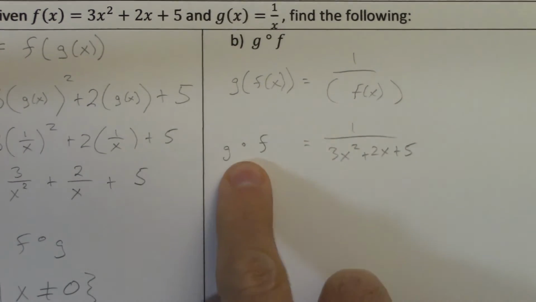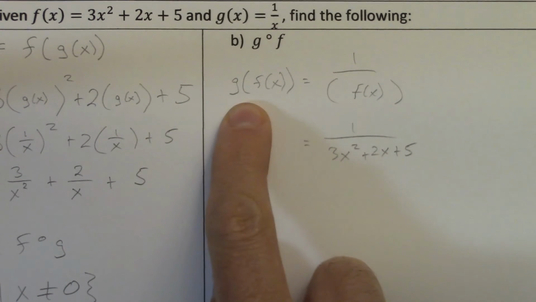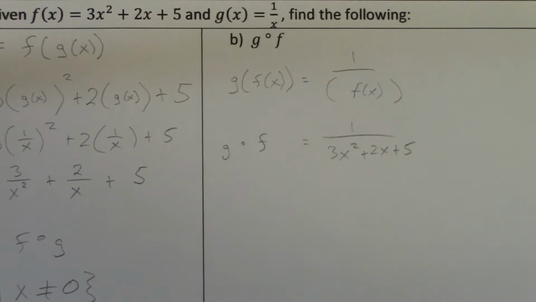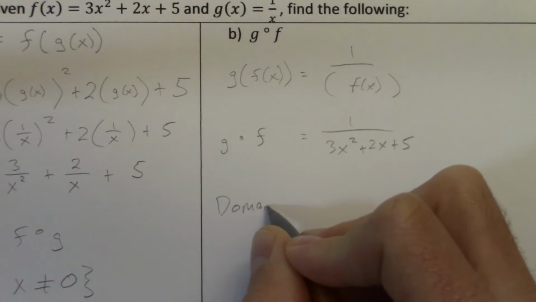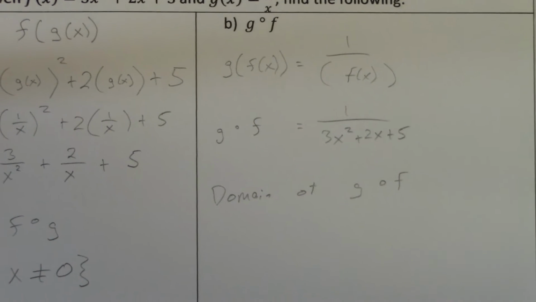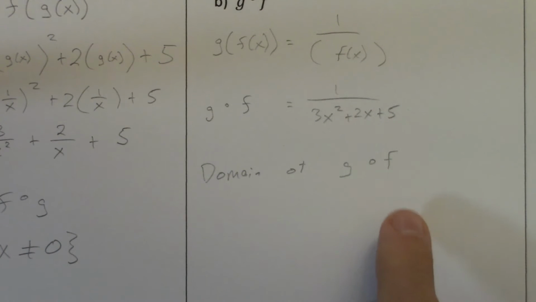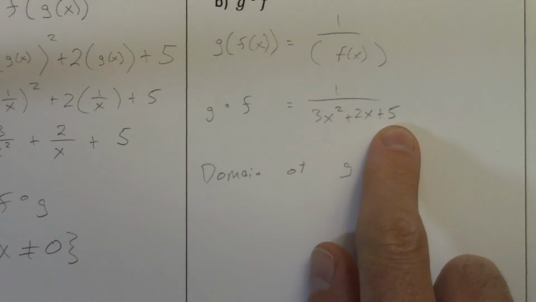Notice I'm switching between the different notation. This means the same thing as this. I find this one easier, but that's just me. If I wanted to find the domain of g of f, g composed with f, I would again see a fraction and say, well, the denominator better not be 0.